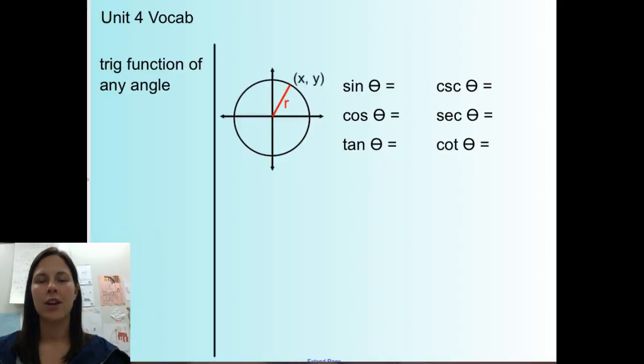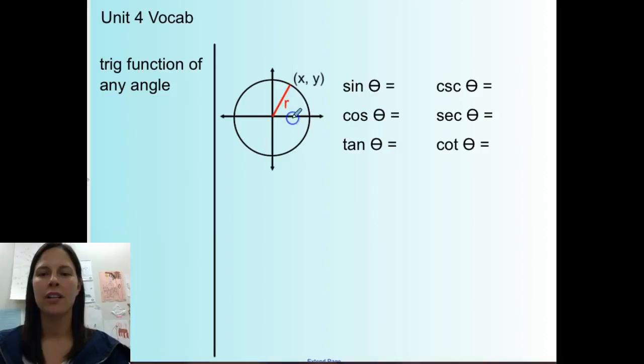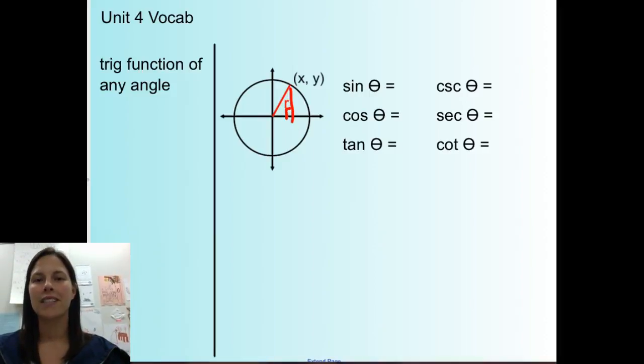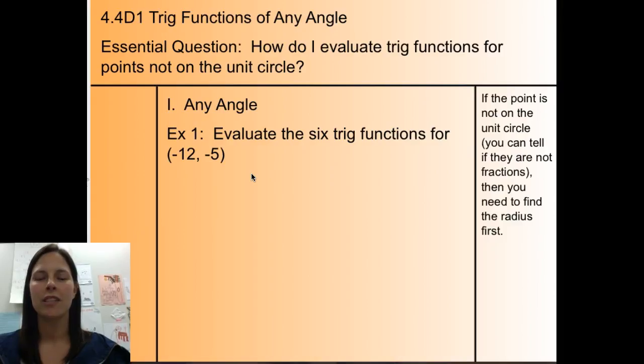Next, we're going to take a look at what to do when we have non-unit circle values. Basically, it ends up being SOHCAHTOA. If you drop in the right triangle, instead of sine simply being y, it would be y over r. And you would fill in the values for the rest of the 6 trig functions. I'm sure you'll catch on very quickly as we run through our examples.